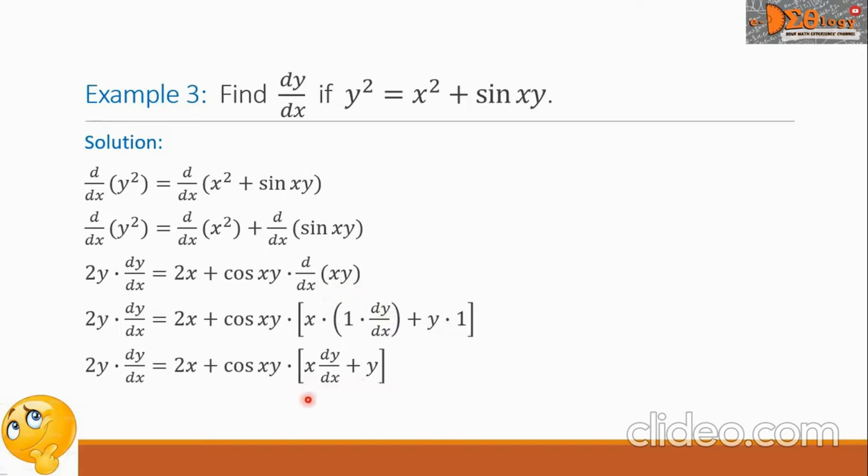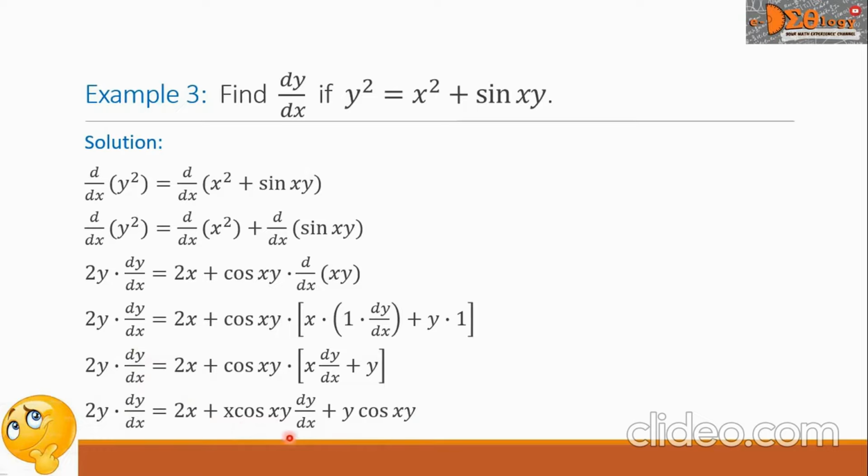We can simplify this derivative into x dy over dx plus 1. So we have the derivative here as a binomial, we will multiply each term by cosine xy. So it will now be x cosine xy times dy over dx plus y times cosine xy. We copy the 2x down here. The left side will just be same.